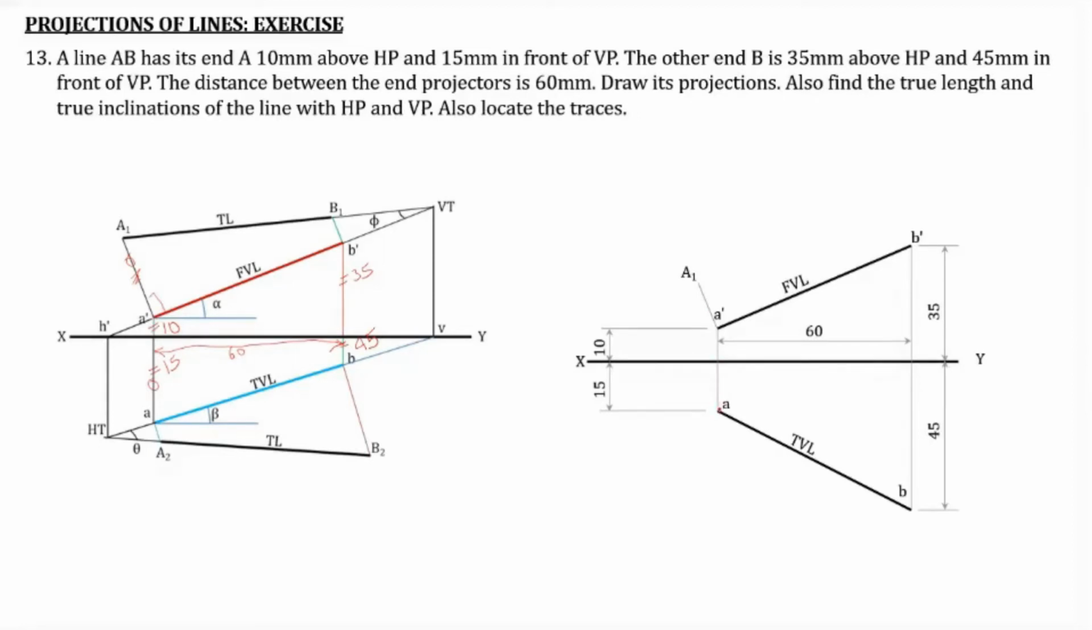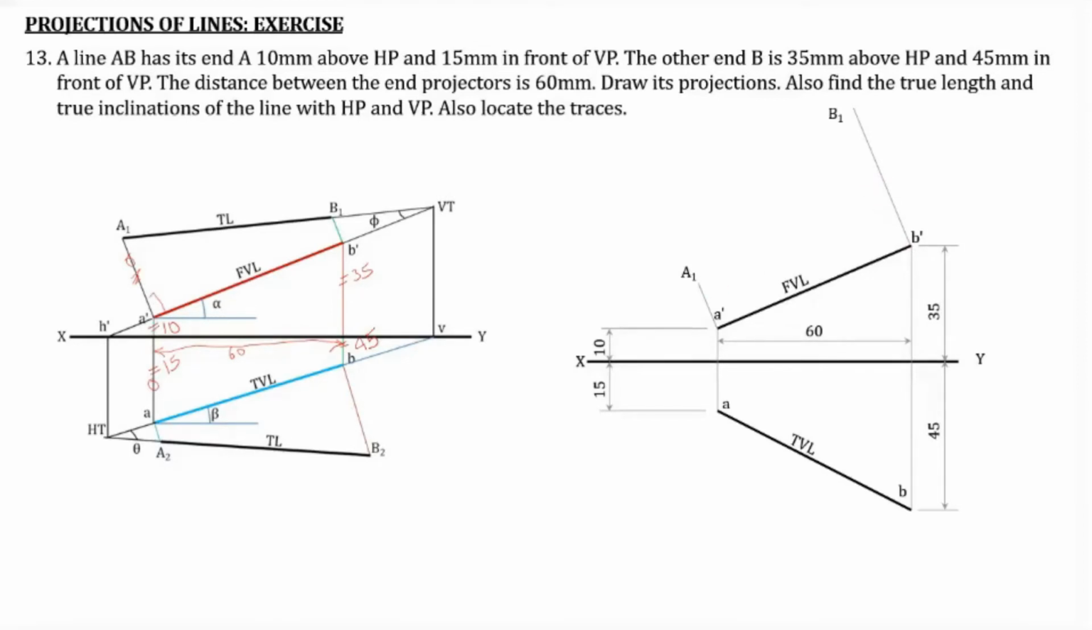So that 15 millimeter you have to draw, and this line should be perpendicular to this A dash B dash line. Now draw another line which is perpendicular to A dash B dash and passing through B dash. Here this distance should be equal to this 45 millimeter. Why 45 millimeter? Because it is the distance of point B from the XY line. So this 45 millimeter is to be repeated here. So this is 15 and this is 45.